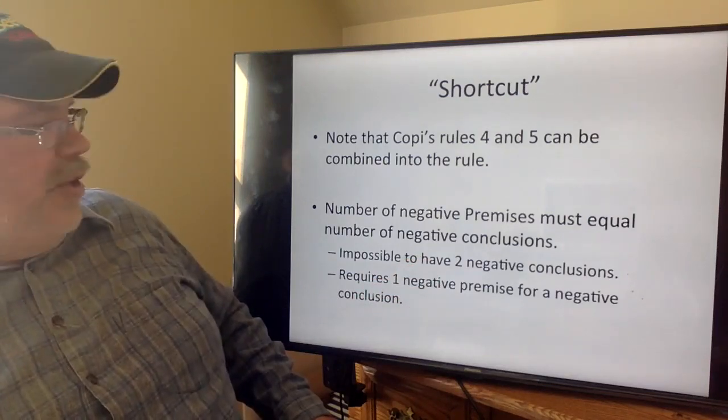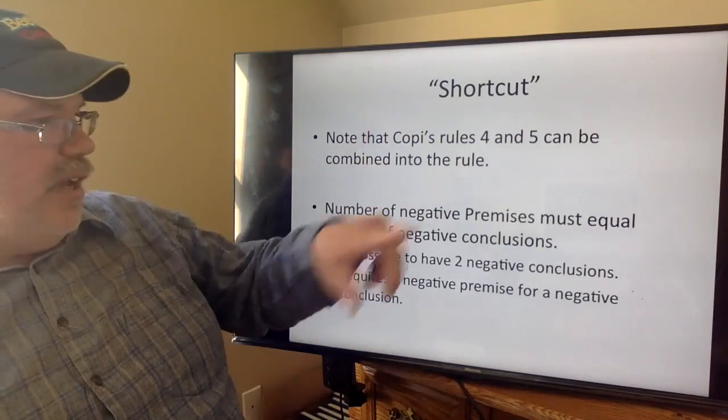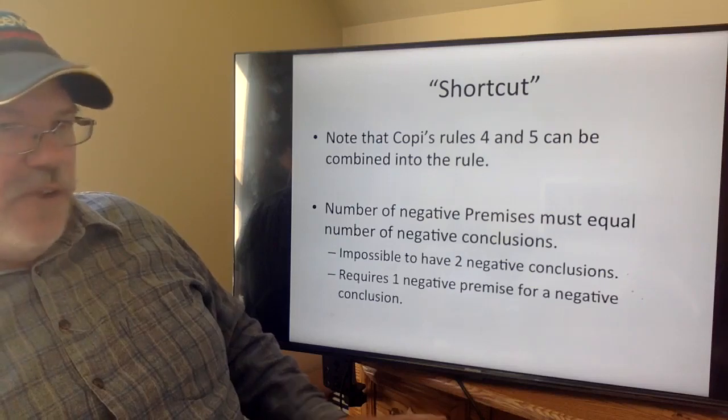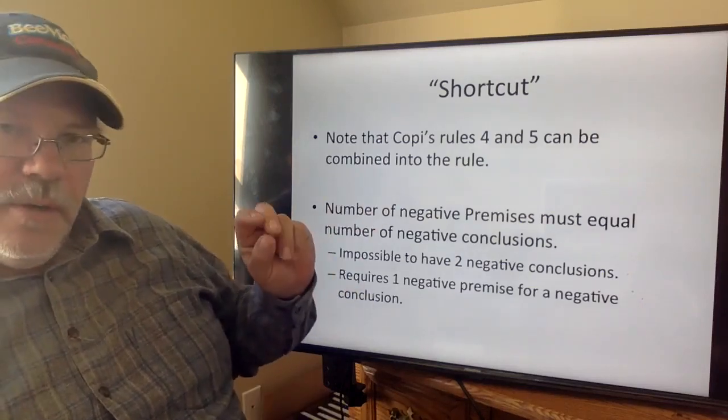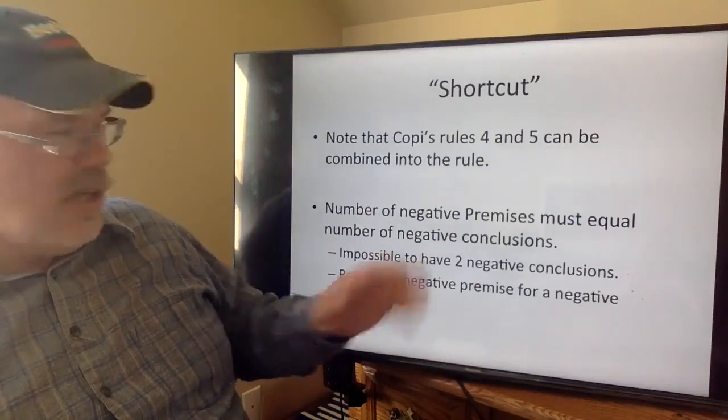So when I'm doing these problems and trying to make some progress in a hurry, I'll count the negatives and see if I've got a match. If I don't, then I've got to dig a little deeper to find out what specific fallacy is being committed. If it does match, I just move on.